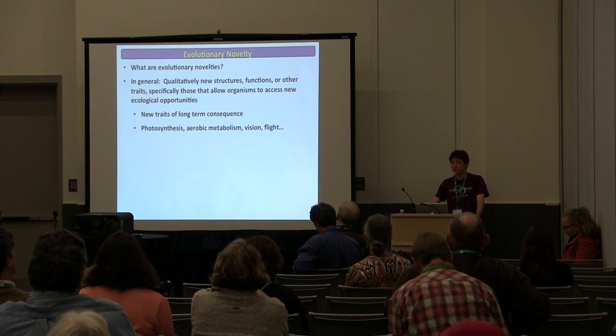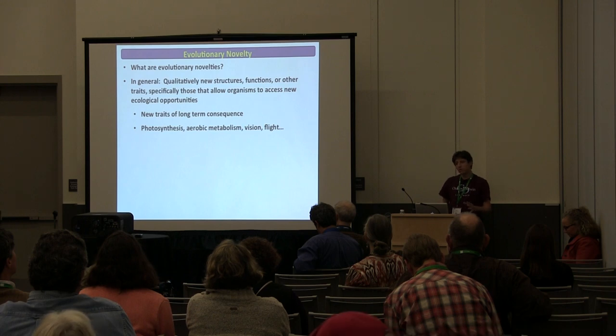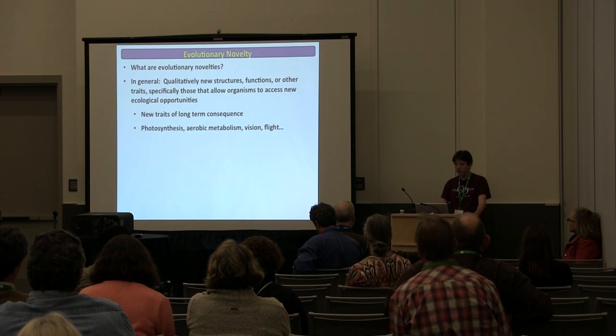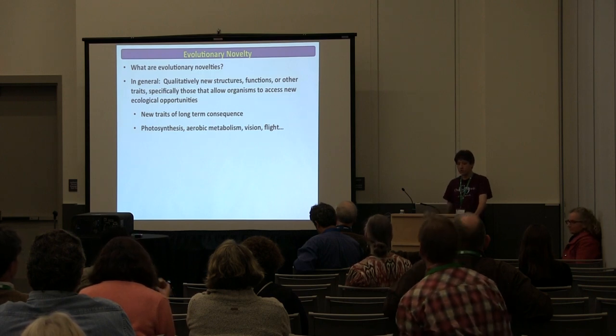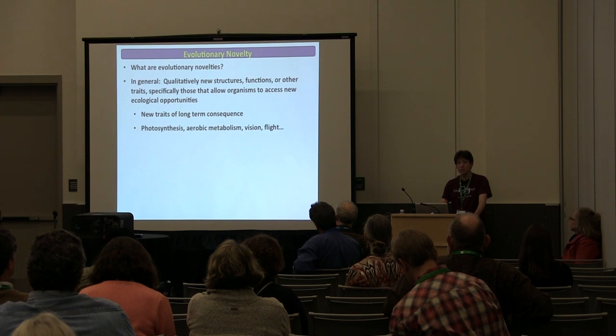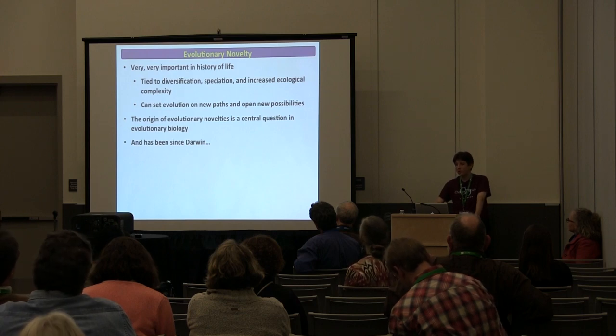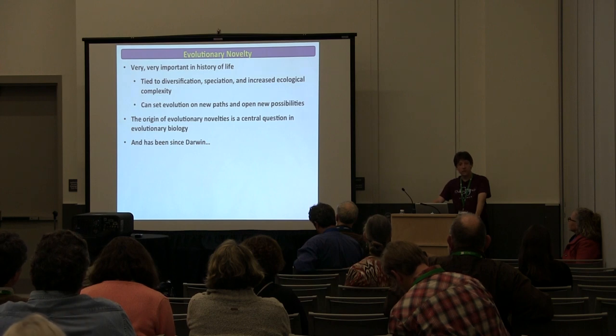At some point, every trait was a novelty. But what are novelties? In general, they are specifically regarded as qualitatively new structures, functions, or other traits that allow organisms to access new ecological opportunities. So we regard as novelties new traits of long-term consequence, and these would include, among other examples, photosynthesis, aerobic metabolism, vision, and flight. They've been extremely important in the history of life because they are tied to diversification, speciation, and also increased ecological complexity. And all of this comes from the fact that they can fundamentally set evolution onto new paths and open new possibilities.